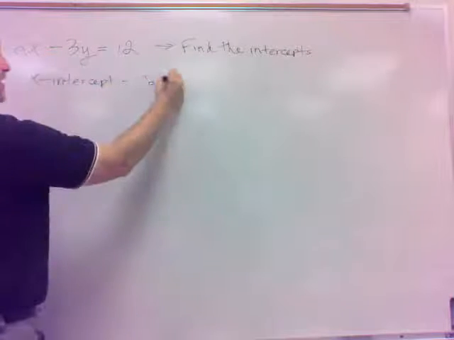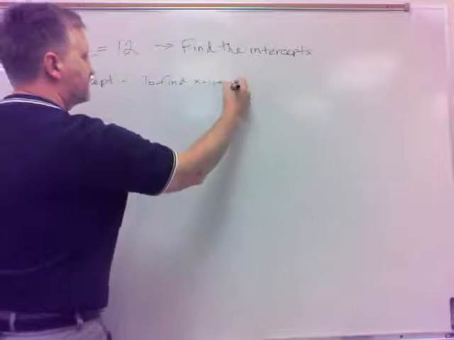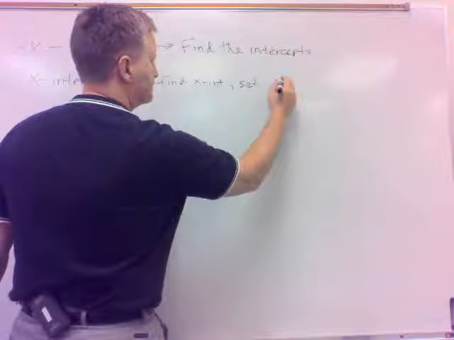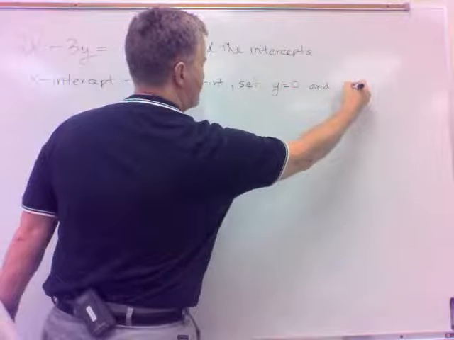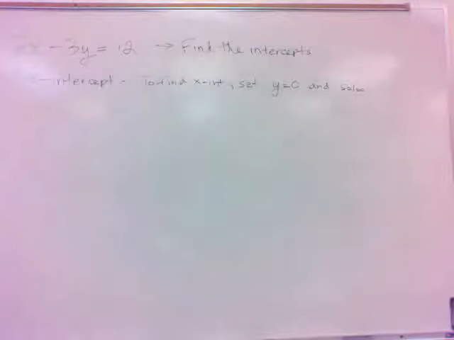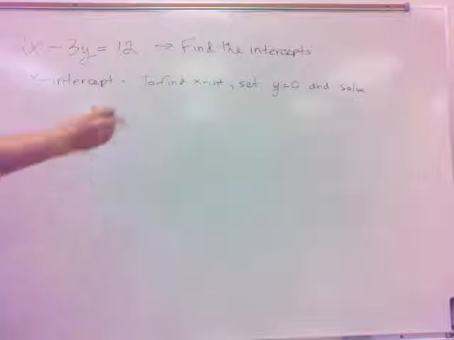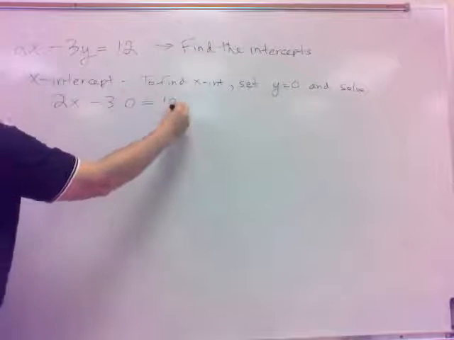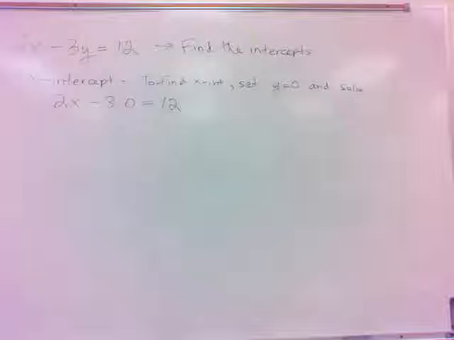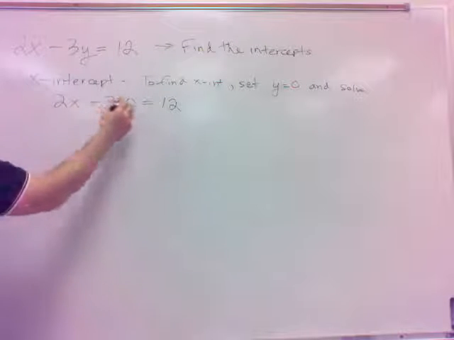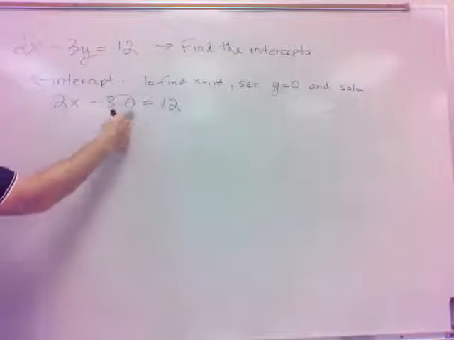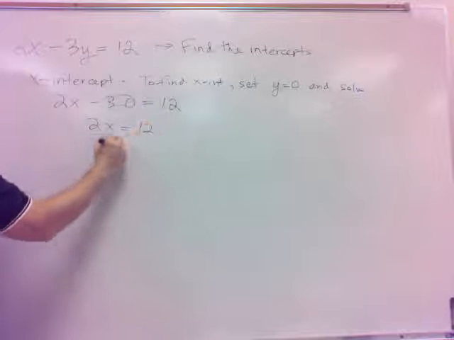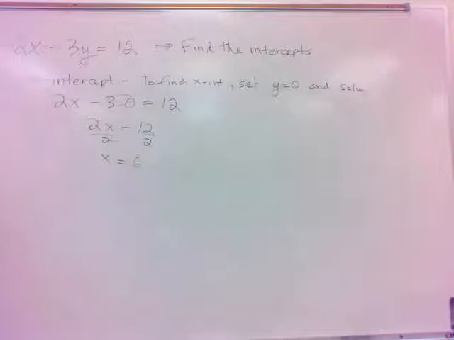So to find the x-intercept, set y equal to 0 and solve, since I know y has to be 0 for my x-intercept. We just talked about that. Set y equal to 0 and solve. In other words, take this equation, set y to be 0, because the x-intercept has y equals 0. So if I do that, 3 times 0 is 0, so it's just 2x equals 12, divided by 2, and we get x is 6. So we find the x part of the x-intercept.